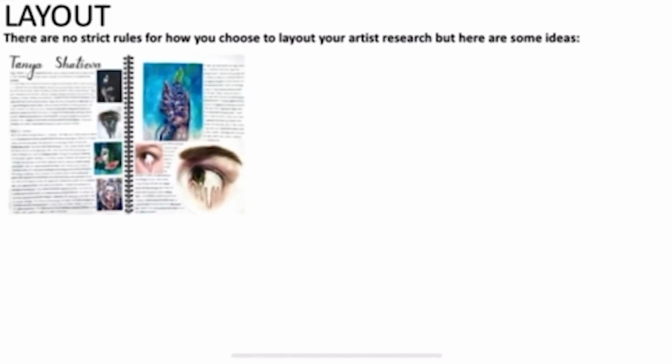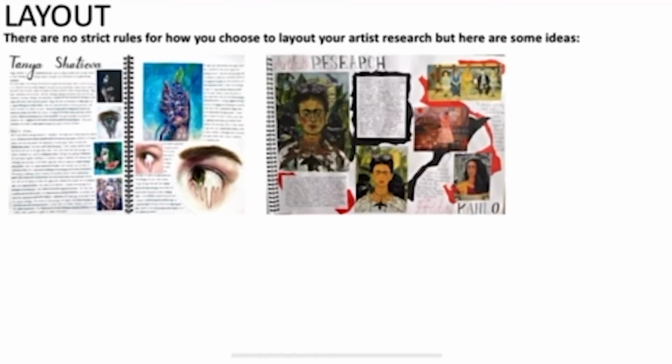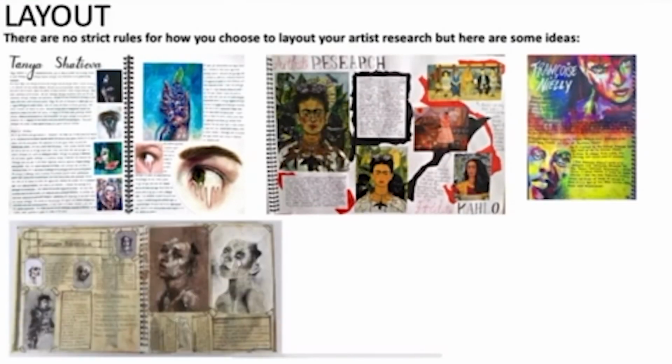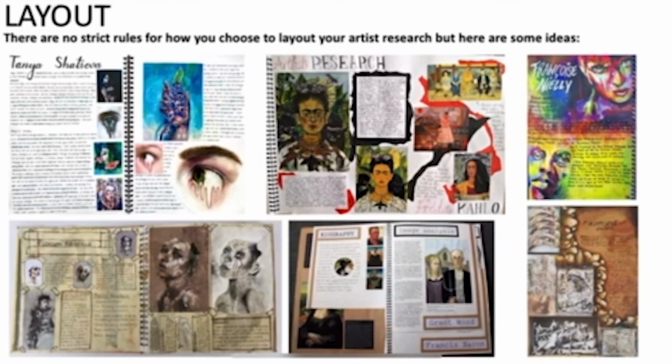And here I've just included some layouts of how you could structure your artist research. There's no strict rules to how you choose to lay out your artists, but I've just put these in to give you a vague idea. So that could be helpful to you. You don't have to lay it out like this, but it's just nice to have a vague structure.